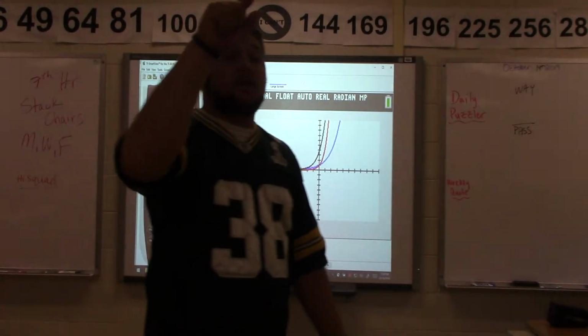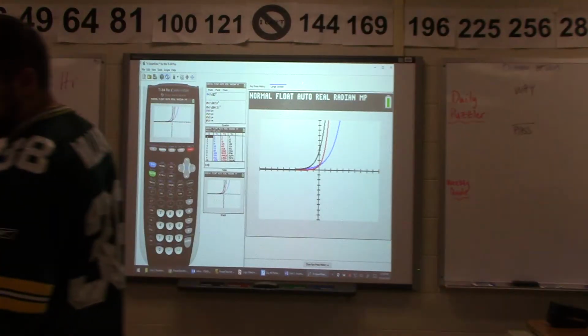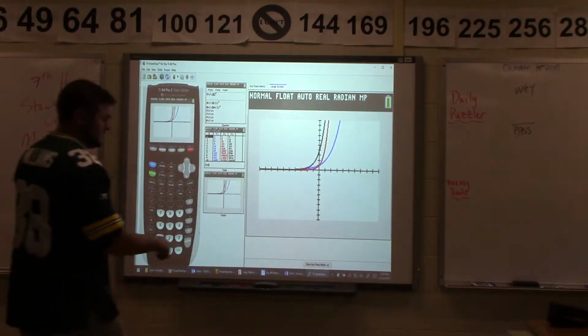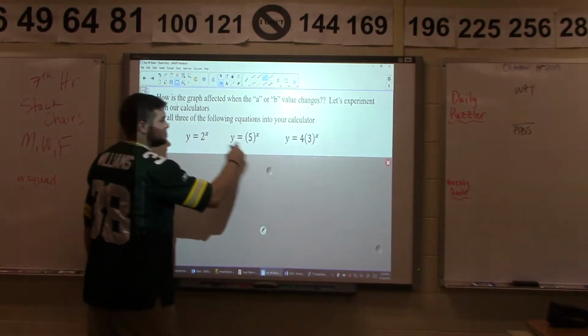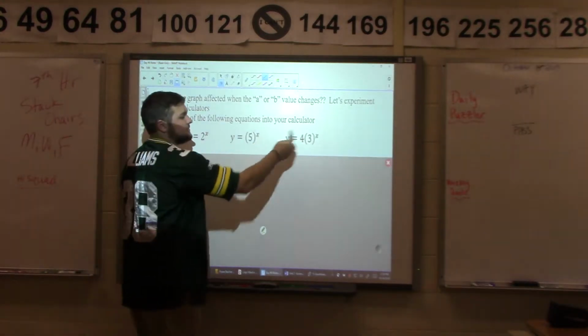They're all going up. But like what number? If we look at all of them, y equals 2 to the x. Y equals 5 to the x. Y equals 4 times 3 to the x. We just talked about it. What number tells us that would be growth? If we looked at them without even plugging them into our calculator. If I looked at these, I didn't put them in my calculator. I just looked at them. How could I tell that they're growth just by staring at them?